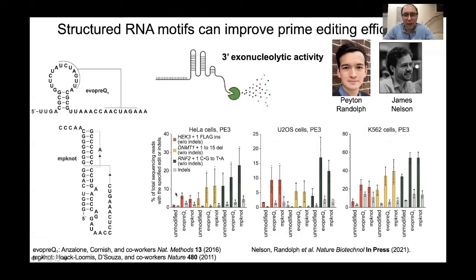So each set of 3 colored bars here indicates one target edit, and the first of these 3 triplets is using a standard unmodified pegRNA. The second uses Evo pre-Q1 fused to the end, and the third fuses MP not to the end. We see that these motifs yield around a 1.5 to 4-fold improvement in editing outcomes at these different cells and target edits. They call these stabilized pegRNAs engineered pegRNAs, or ePegRNAs, and this work is now in press at Nature Biotechnology.